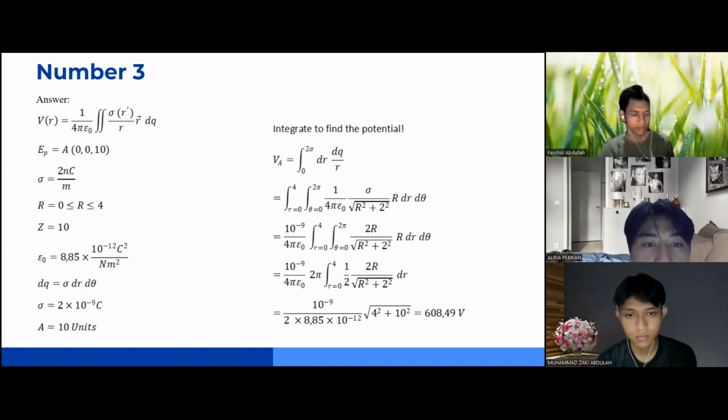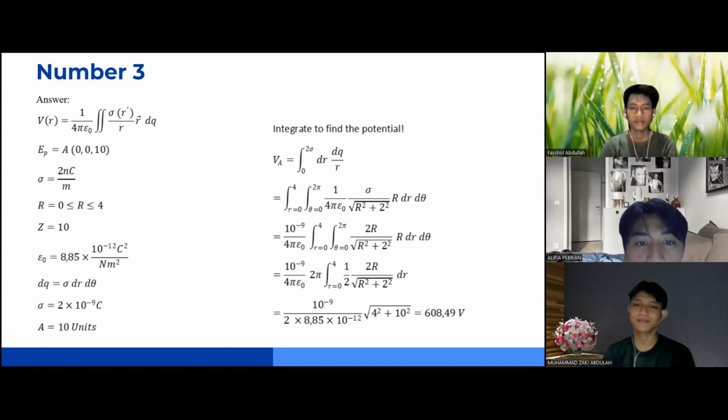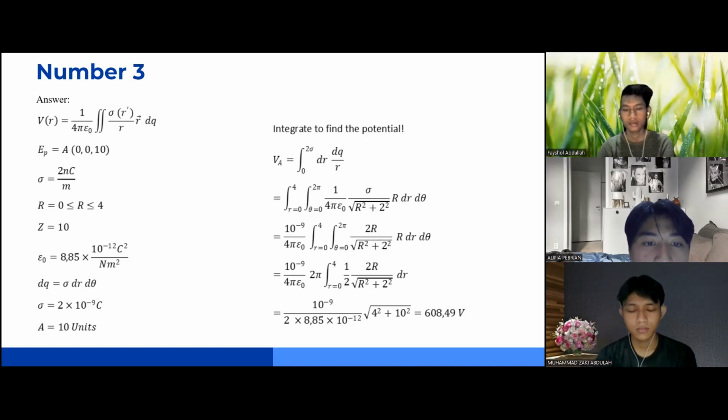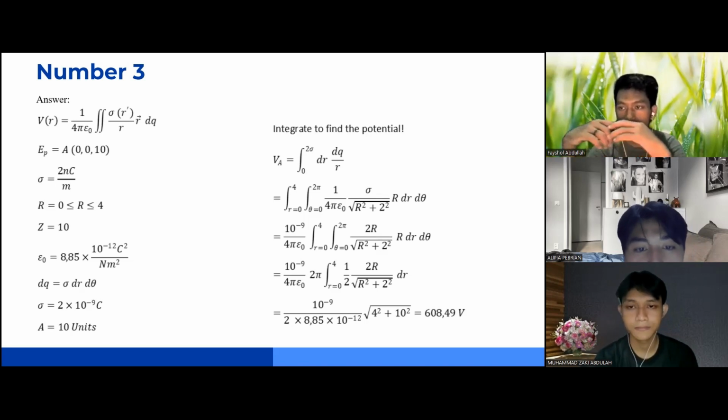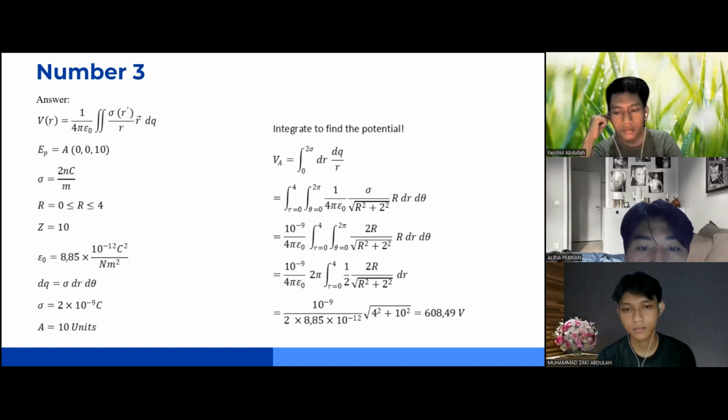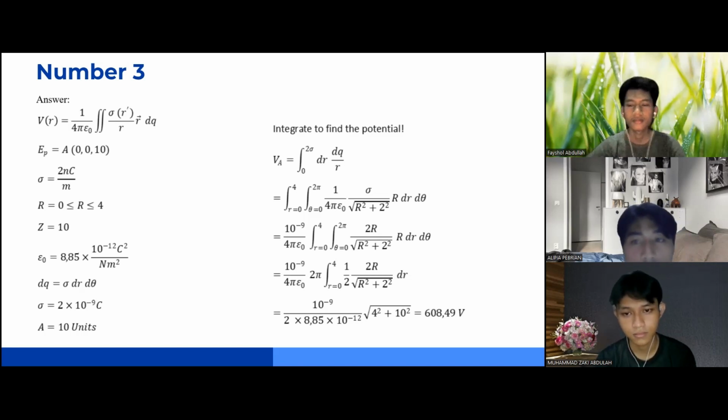which equals 10^-9 over 4πε0 times the integral r = 0 to 4 and integral θ = 0 to 2π of 2r over the square root of r² + z² times r dr dθ, which equals 10^-9 over 4πε0 times 2π, integral r = 0 to 4 of 1/2 times 2r over the square root of r² + z² dr, which equals 10^-9 over 2 times 8.85 times 10^-12 times the square root of 4² + 10², and the result is 108.49 pV. Okay, then next slide.